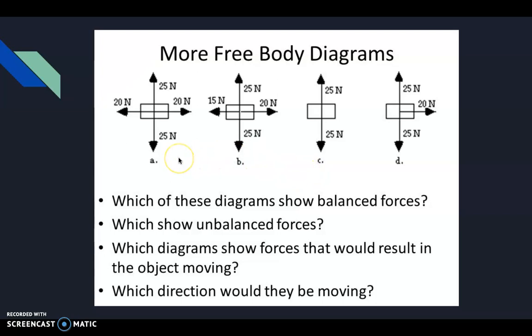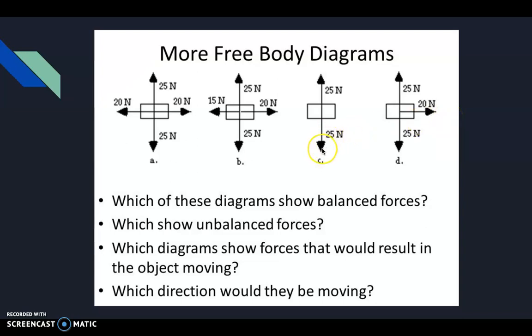Looking at these ones, there can be more than two forces acting on an object, more than three for sure. Looking at this one, if you subtract the opposite vectors, you would also get 0. This represents a balanced force as well. This one here, we have 0 as our net force. However, we have two different values here. We would have 5 newtons left over in this direction. So these two diagrams here represent objects that are moving in this direction.